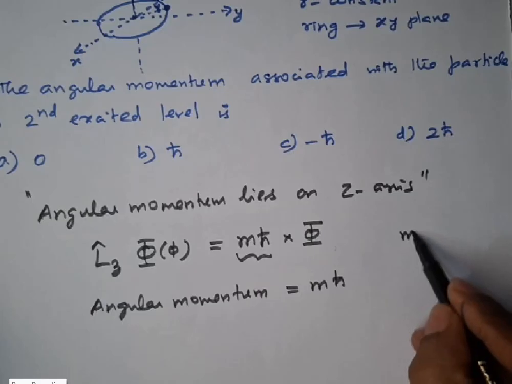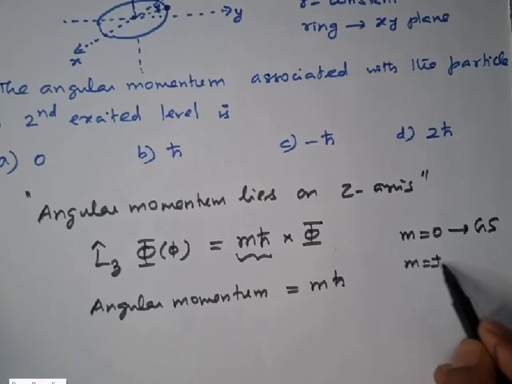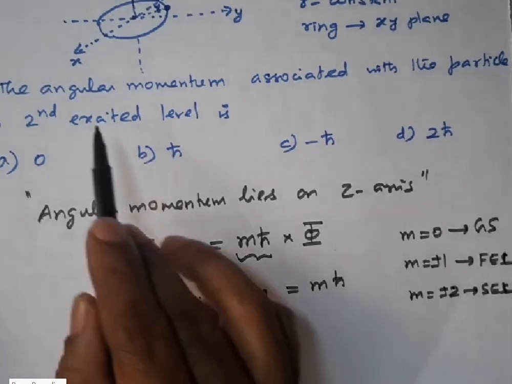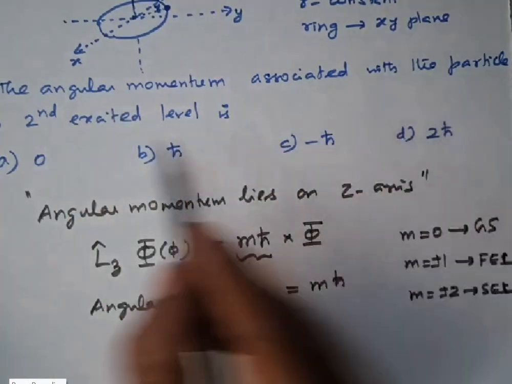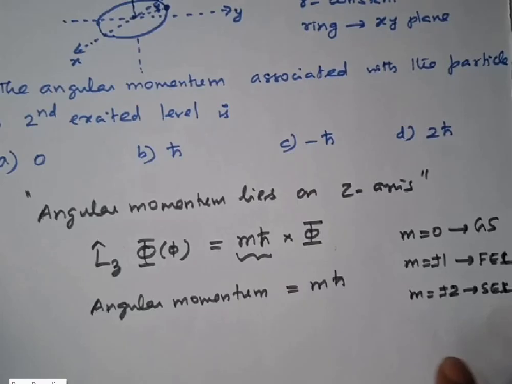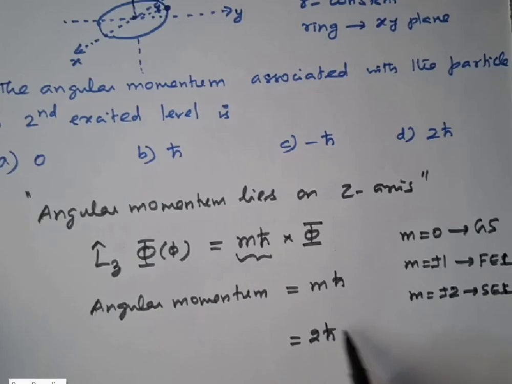If m is equal to 0, it corresponds to the ground state. If I put m equal to plus 1 or minus 1, I'll get the first excited state. If I put m equal to plus or minus 2, I'll get the second excited level. Now the question asked here is the angular momentum associated with the particle in the second excited level. So you should put m equal to plus 2 or minus 2. If I put m equal to plus 2, I'll get 2 times h cross. If I put m equal to minus 2, I'll get minus 2 times h cross.